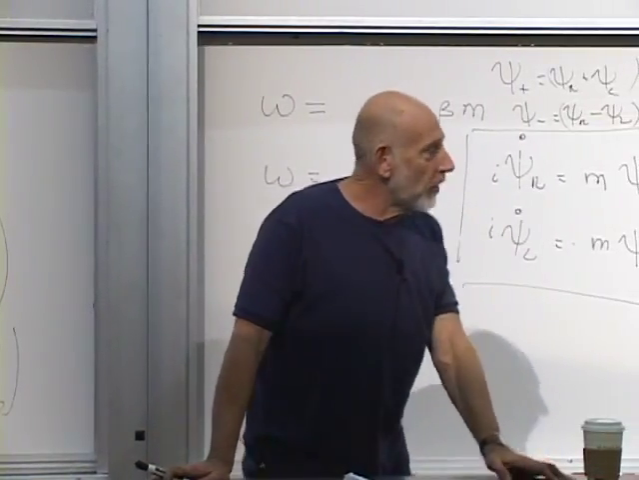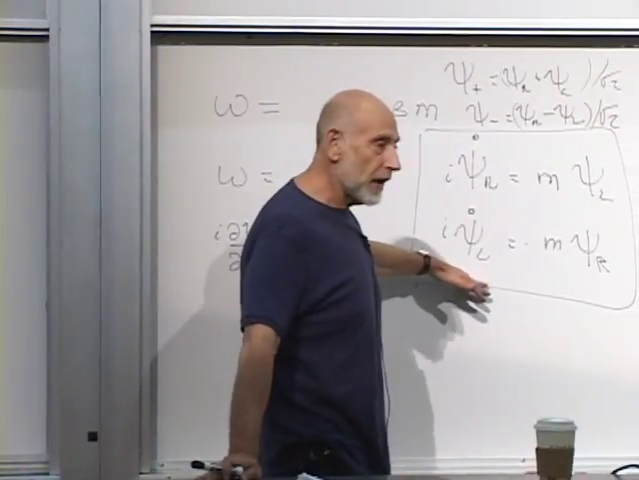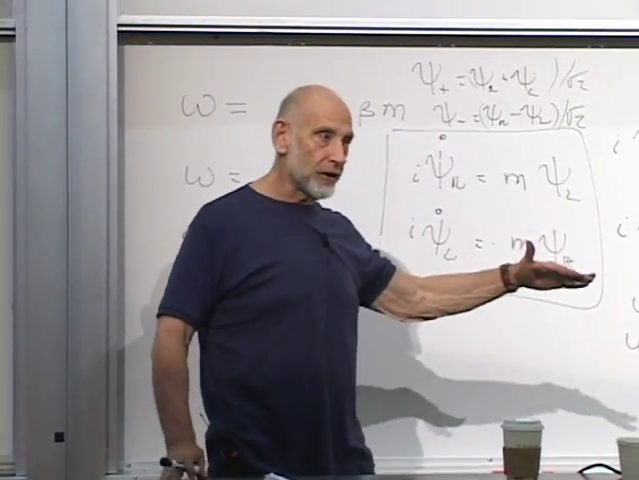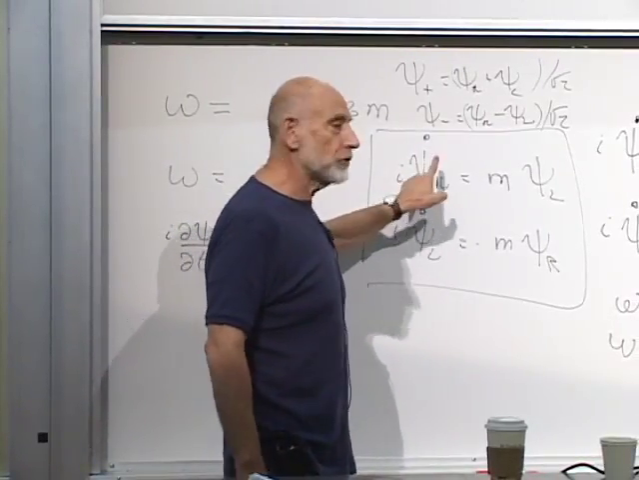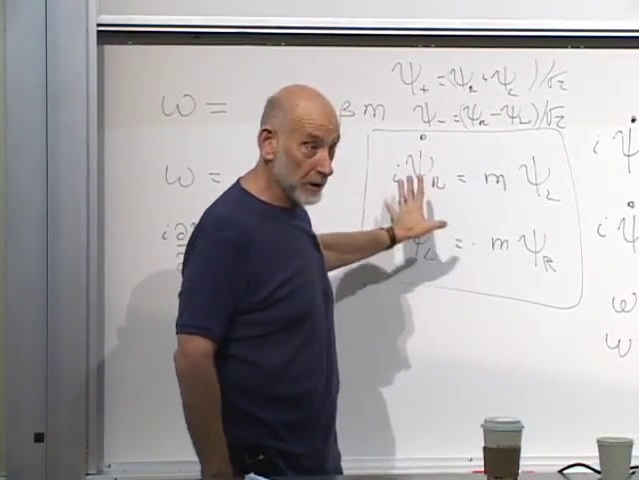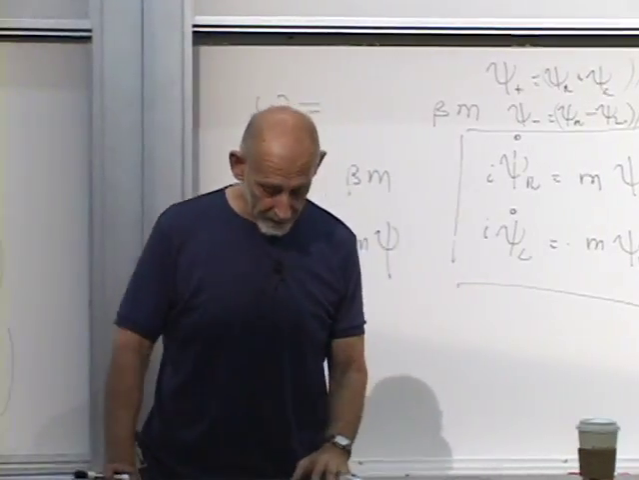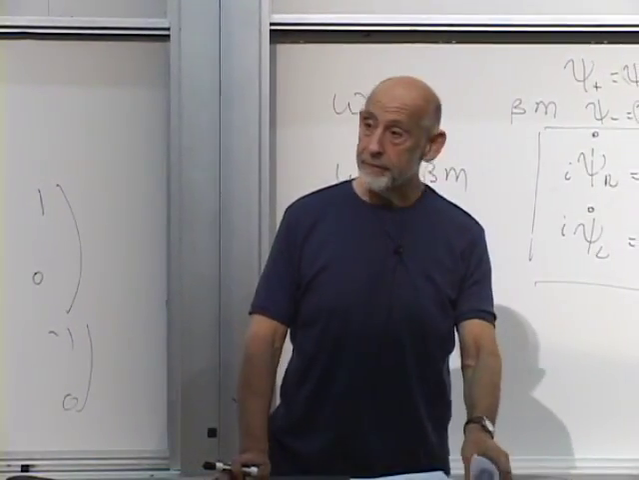If you say, all right, this is the theory of electrons at rest, and now let's Lorentz transform them in such a way, yes, that's correct. But you would have to know how to transform psi. That's correct. Yeah. So that's right.